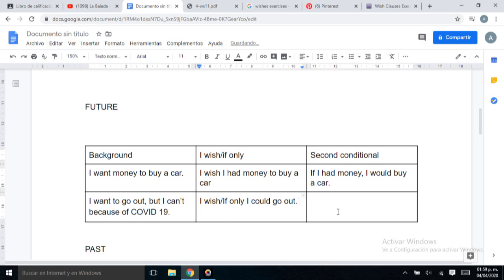You can have different possibilities here, but the most important part is to keep the same meaning. I wish or if only I could go out. But in this case, no, I can't. Then please, let's have our sentence in second conditional. We can have different possibilities, such as if COVID-19 didn't exist, I could go out.